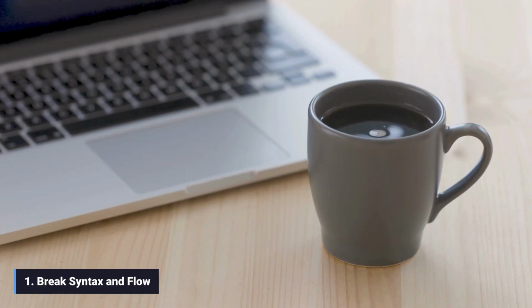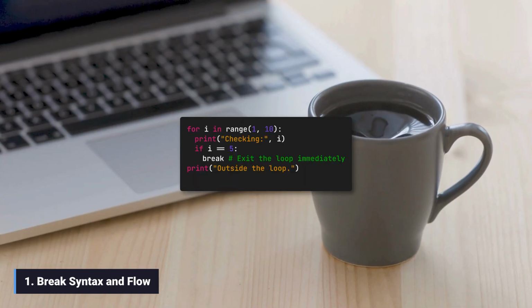1. Break syntax and flow. The break statement may be used inside an if statement within a loop. When Python encounters break, it skips the rest of the loop's current iteration, ignores the loop's main condition, and moves execution to the first line of code immediately following the loop.